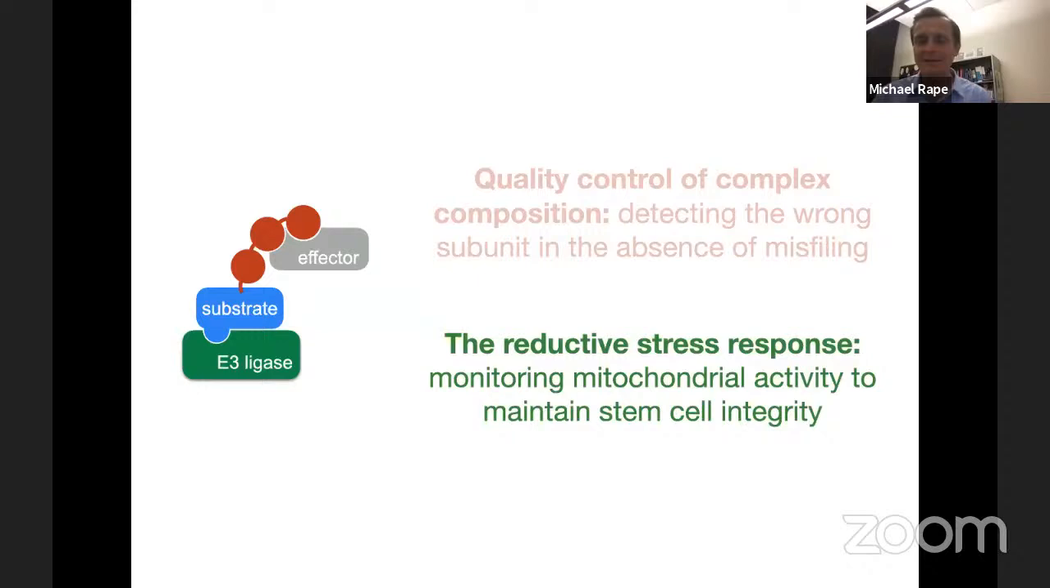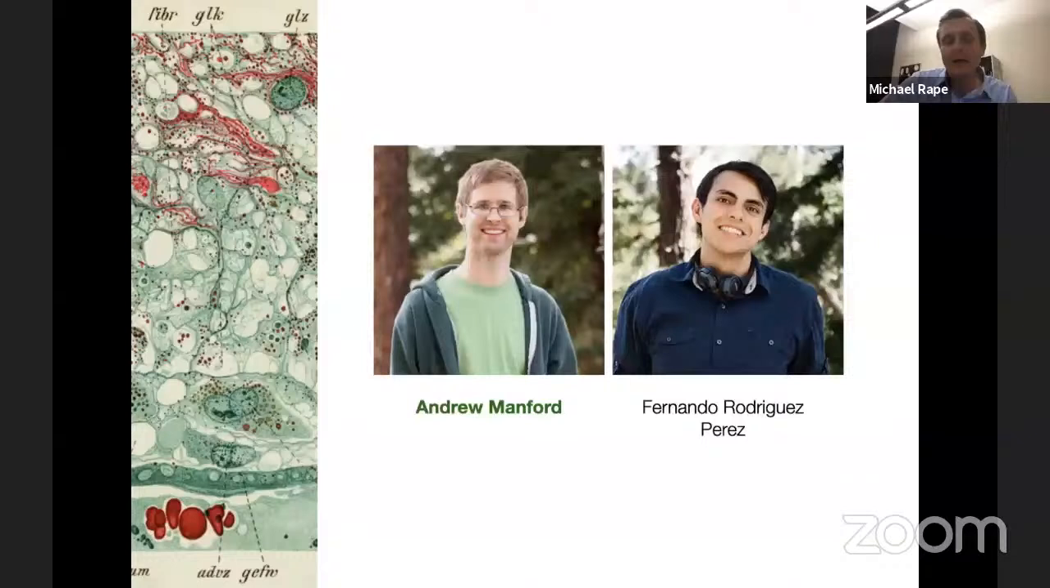The one that we're very actively working on now is another example that illustrates really nicely how specificity in the system is defined. And that is our recently discovered reductive stress response. And again, this is the work of an amazing group of people, particularly a postdoc in the lab, Andrew Manford, who really discovered this machine and now is the leader of this team.